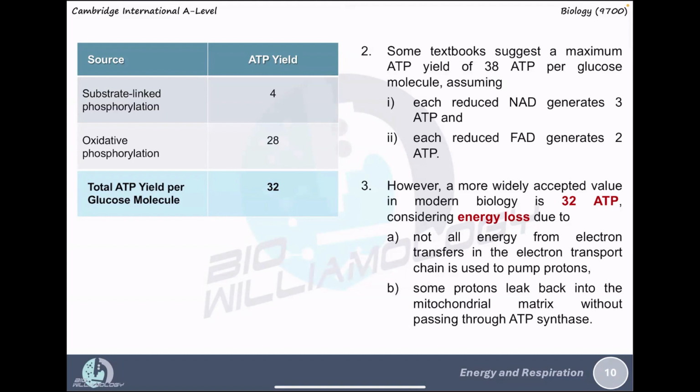We do know that the phospholipid bilayer acts as a barrier for the proton, but somehow some protons can actually leak back into the mitochondrial matrix without passing through ATP synthase. So therefore, this energy loss results in a lower number of ATP yield compared to the theoretical value, which is 38 ATP. And some ATP must be used to transport the pyruvate from the cytoplasm into the mitochondrial matrix.